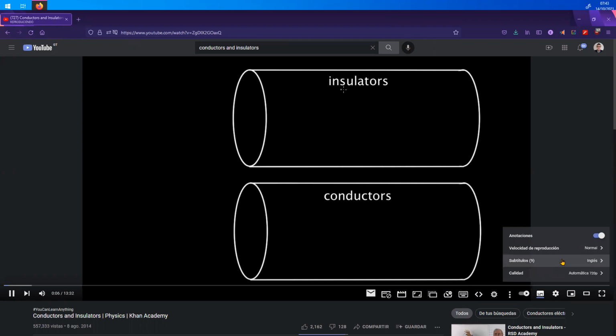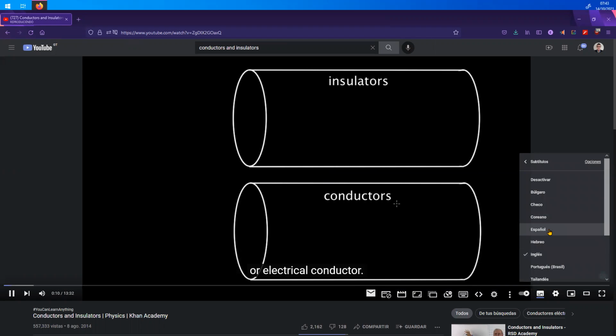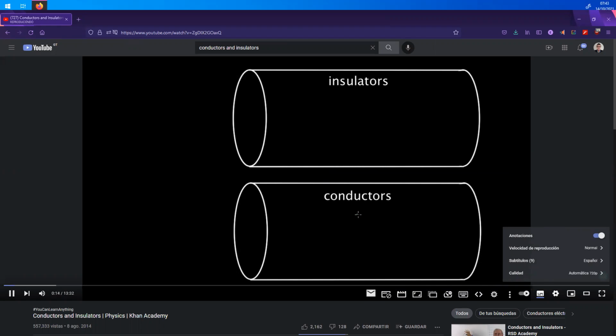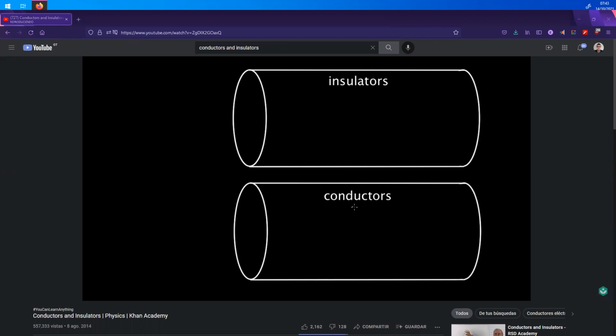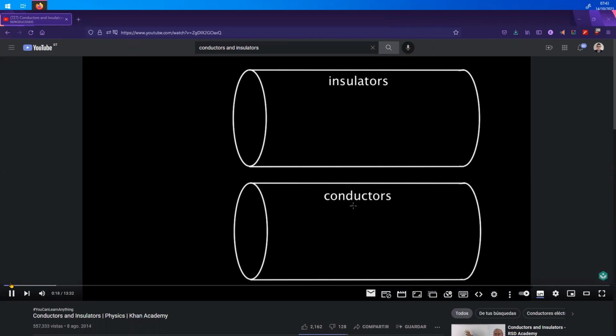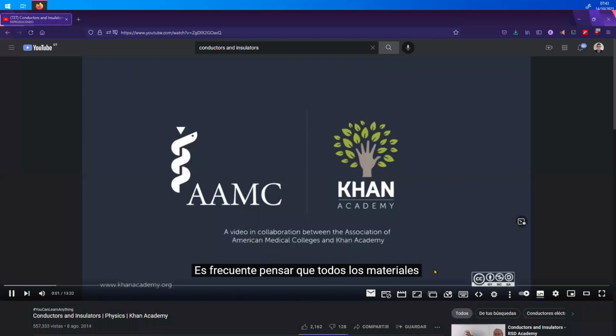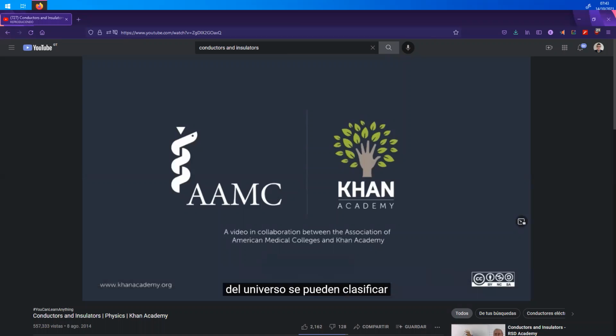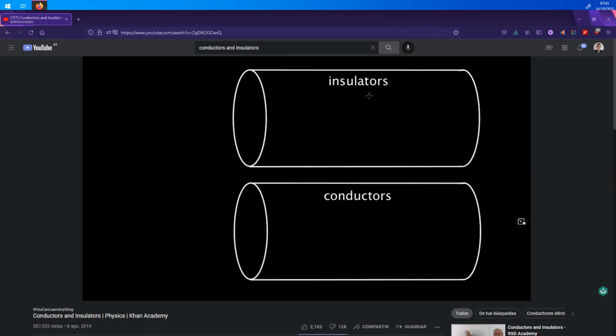It's useful to pretend like all materials in the universe can be broken down into a category of insulator or electrical conductor. Now that's not completely true. There are semiconductors and superconductors and other exotic forms of electrical materials, but for most introductory physics classes and problems and tests, you can get pretty far assuming that it's either an insulating material electrically or a conducting material electrically.